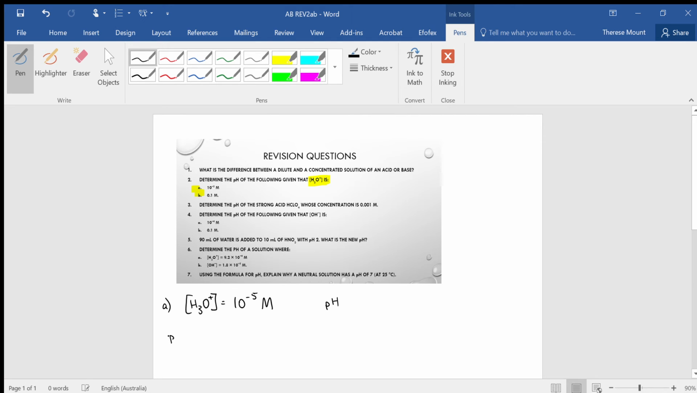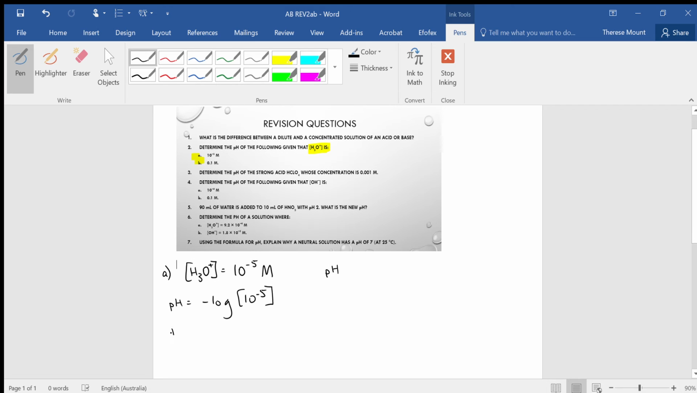Okay, so we've got our formula. pH is negative log of the hydronium ion concentration, which is 10 to the negative 5 here. So pH, if I pop that in the calculator, pH is 5.